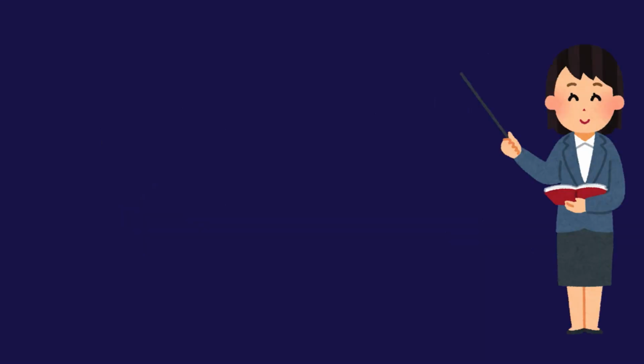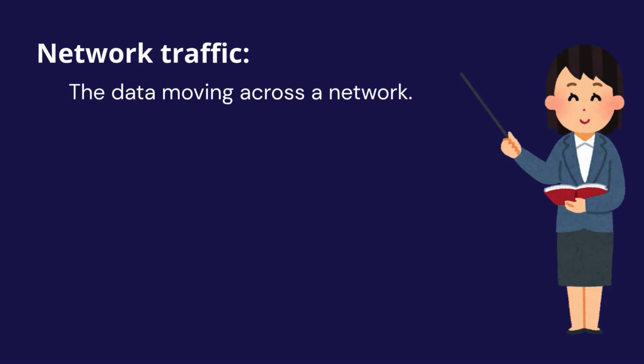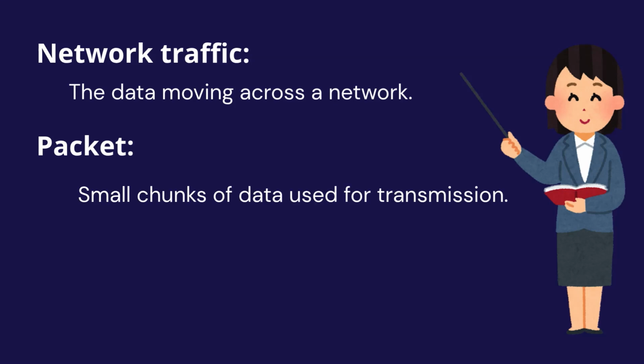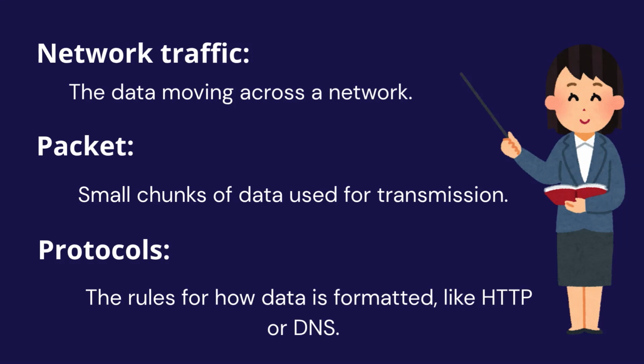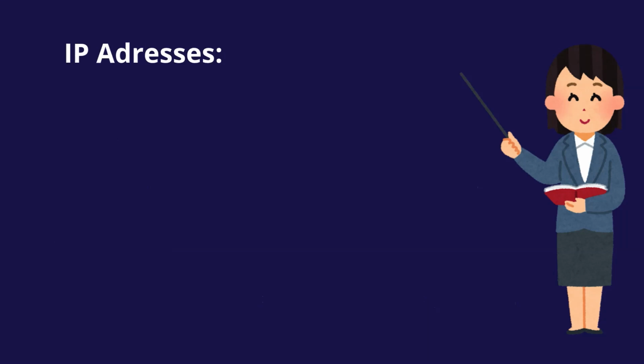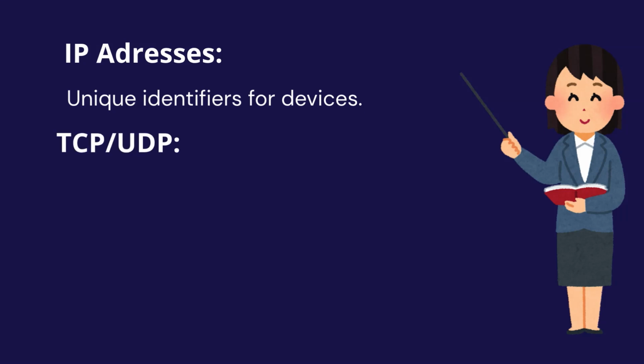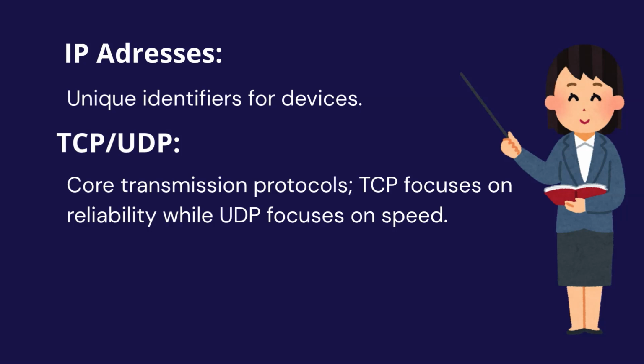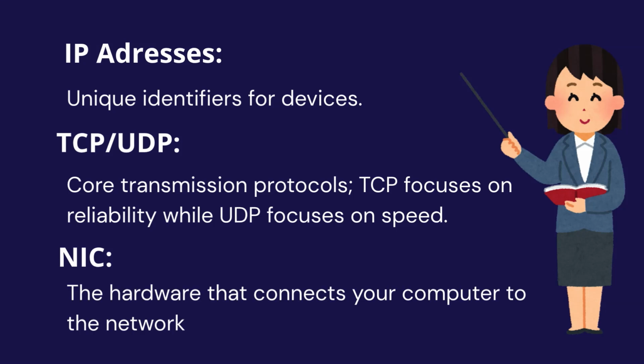Before the demo, let's define some key terms. Network traffic, the data moving across a network. Packets, small chunks of data used for transmission. Protocols, the rules for how data is formatted, like HTTP or DNS. IP addresses, unique identifiers for devices. TCP, UDP, core transmission protocols. TCP focuses on reliability, while UDP focuses on speed. NIC, the hardware that connects your computer to the network.